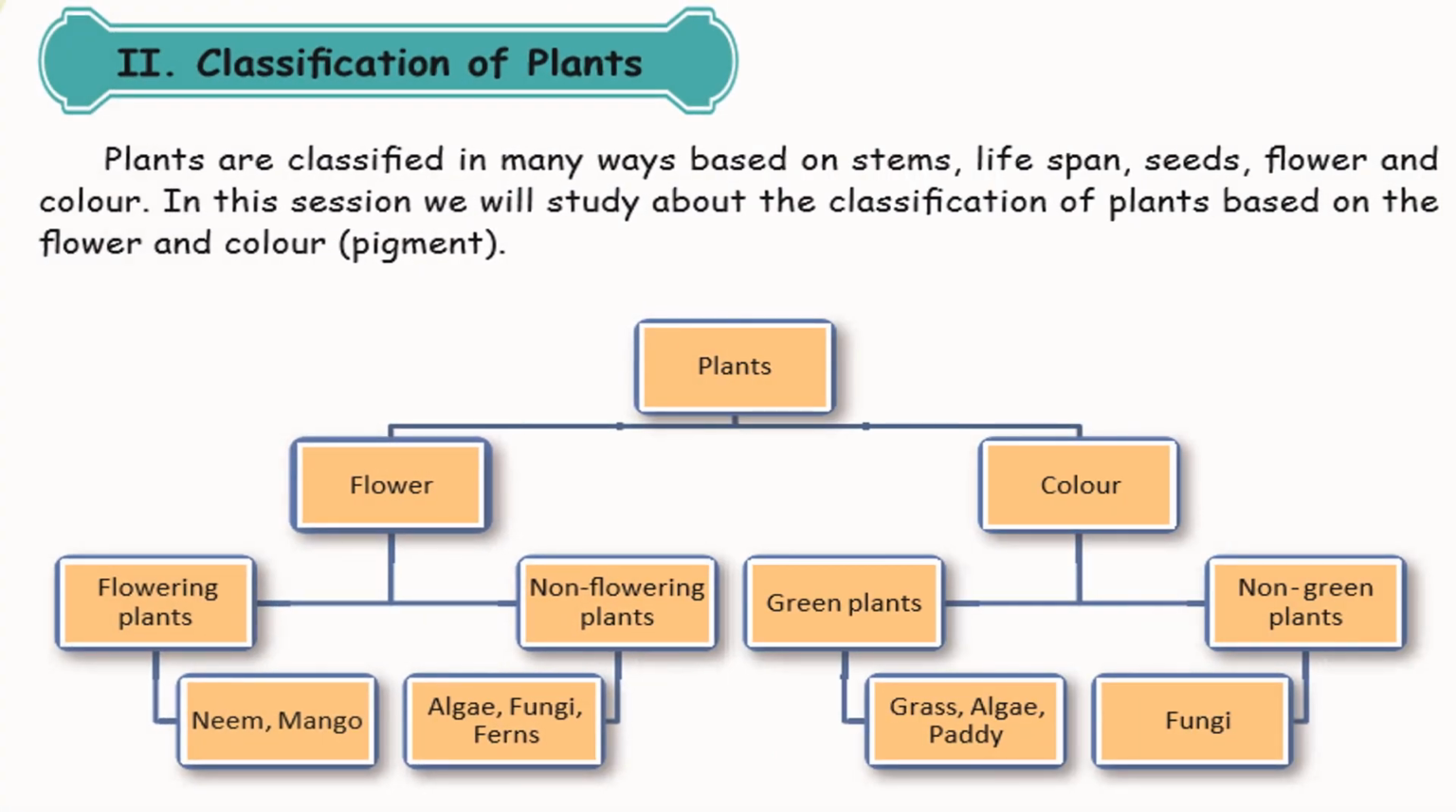Classification of plants. Plants are classified in many ways based on stems, lifespan, seeds, flower, and color. In this session, we will study the classification of plants based on the flower and color pigment. Plants, flower, and color. Flowering plants are, for example, mango. Non-flowering plants are algae, fungi, and ferns. Green plants are grass, algae, and paddy. Non-green plants are fungi.